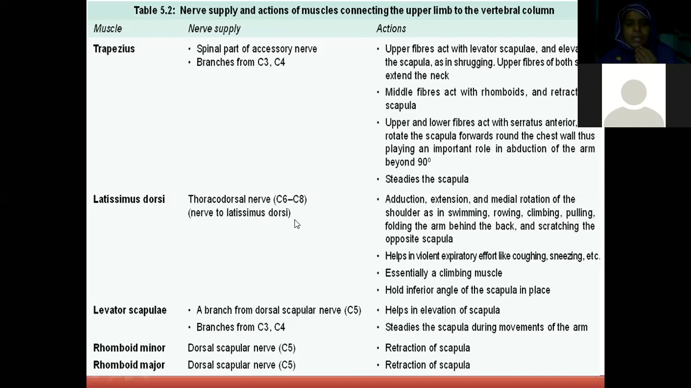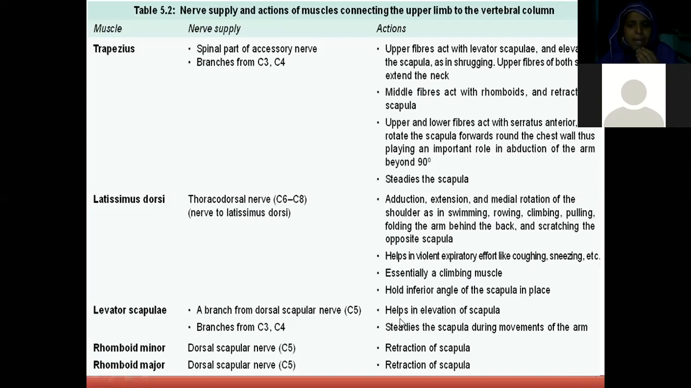For latissimus dorsi, at least 2 actions you try to remember: adduction, extension, and medial rotation of the shoulder. That means it is helping in swimming, rowing, climbing. Essentially it is a climbing muscle. It holds the inferior angle of the scapula in place.